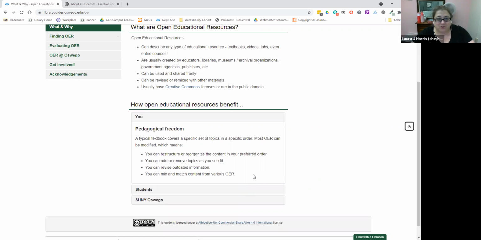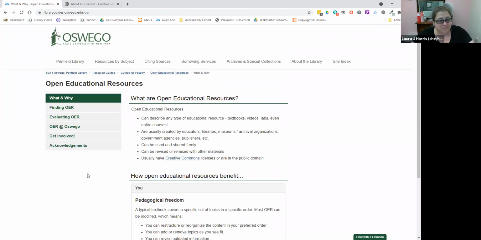I'm actually working with a faculty member in comm studies who is creating a text out of three different existing OER. So that's kind of neat. So that's OER in a nutshell.